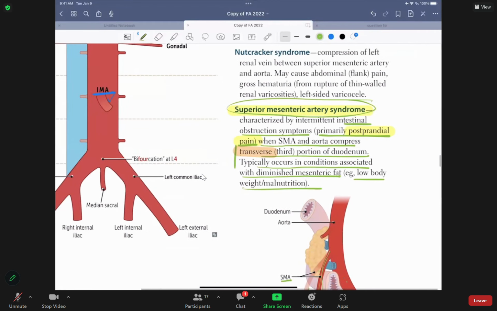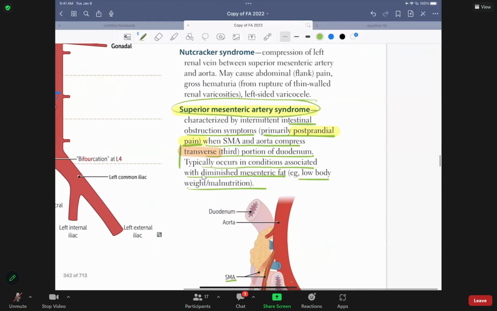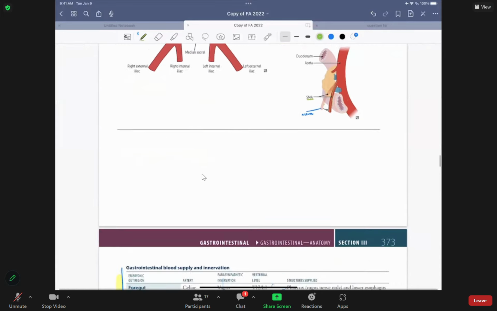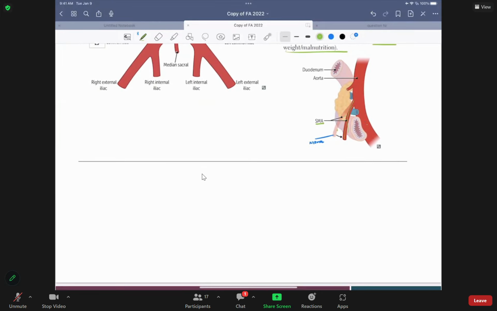Now, that's superior mesenteric artery syndrome. Since we are talking about postprandial pain, okay? Just to give an idea, in GI, there's only two diseases you think of for postprandial pain. One is this one, superior mesenteric artery syndrome, where there is postprandial pain. The second disease is going to be chronic mesenteric ischemia. You should not be thinking of any other diseases when a question says postprandial pain. Is everybody clear, folks?